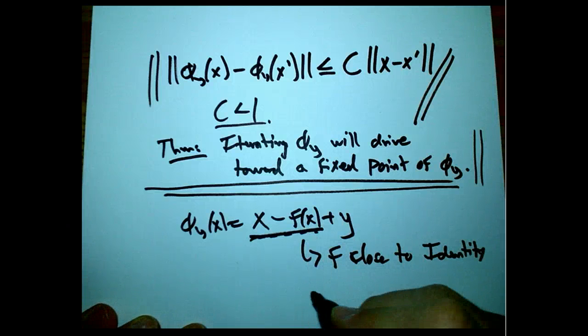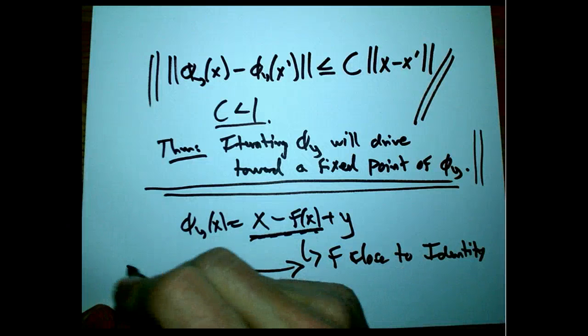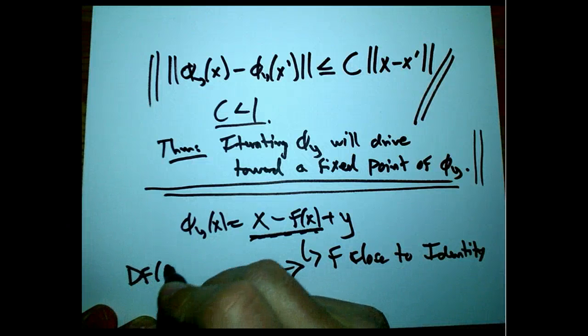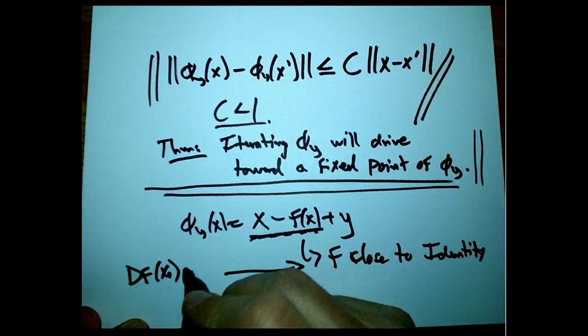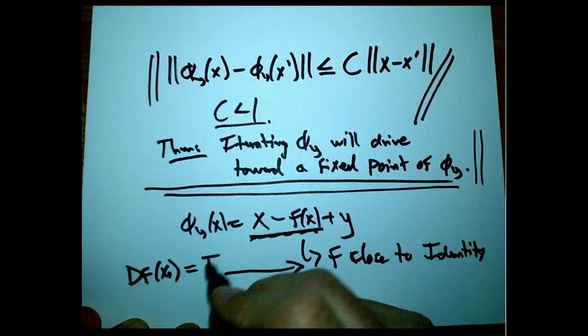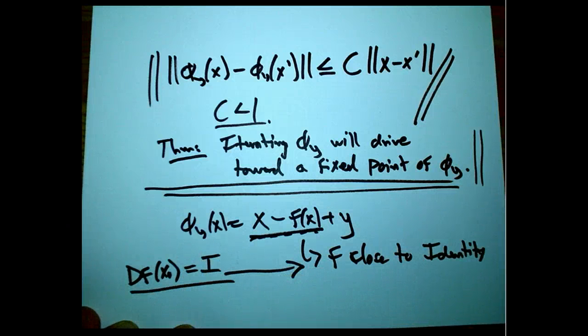And in fact, what's going to lead to that is the derivative of f, let's say at some fixed point. We're going to set it up so that that's equal to the identity matrix, the identity linear transformation, and then that's going to mean that f is close to the identity anywhere near x naught. And again, we'll do the details later.